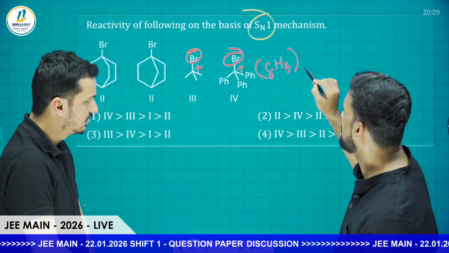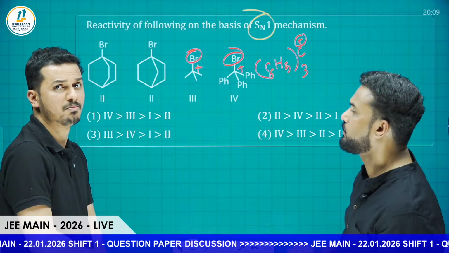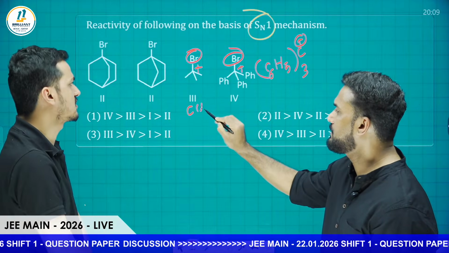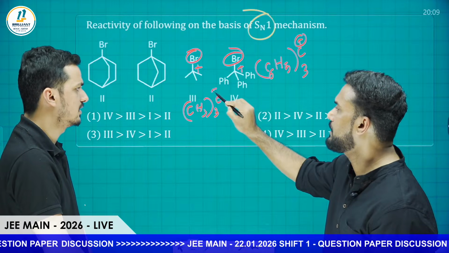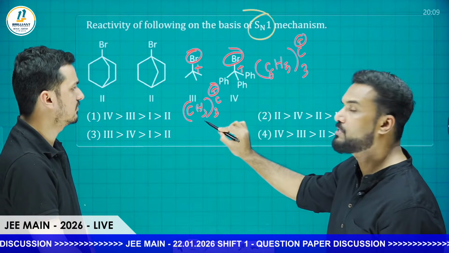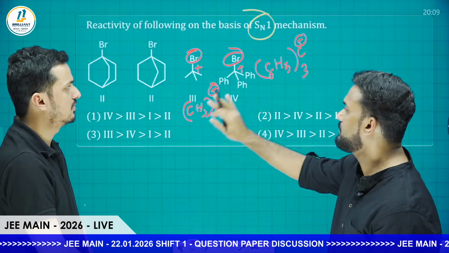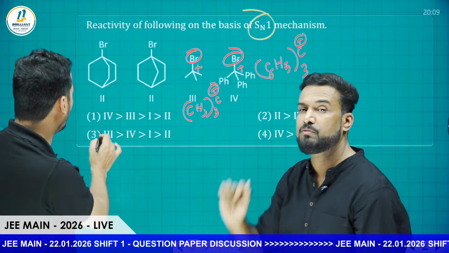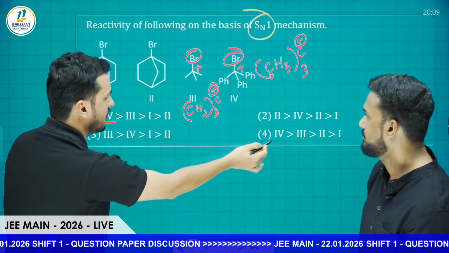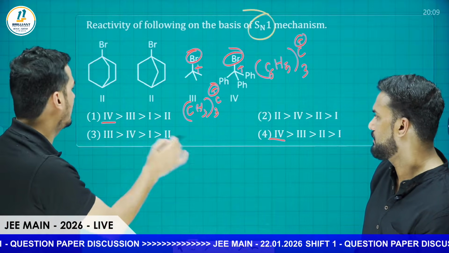C6H5 thrice C plus has the most resonance stability. This will be the tertiary butyl carbocation, C plus. That is the next. So this is the benzylic, this is the tertiary butyl. So after this will come. No doubt, only the fourth one will be the first one, the maximum. But then two options are there.